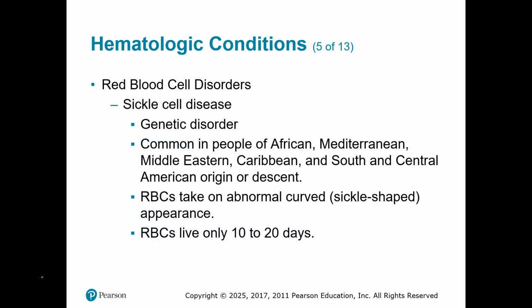Sickle cell disorder is a genetic disorder. It's common in people of African, Mediterranean, Middle Eastern, Caribbean, South and Central American descent. The red blood cells take on an abnormal curve. It's actually not just the red blood cell, but the hemoglobin also takes on that S shape, that sickle cell shape appearance. These RBCs only live 10 to 20 days.